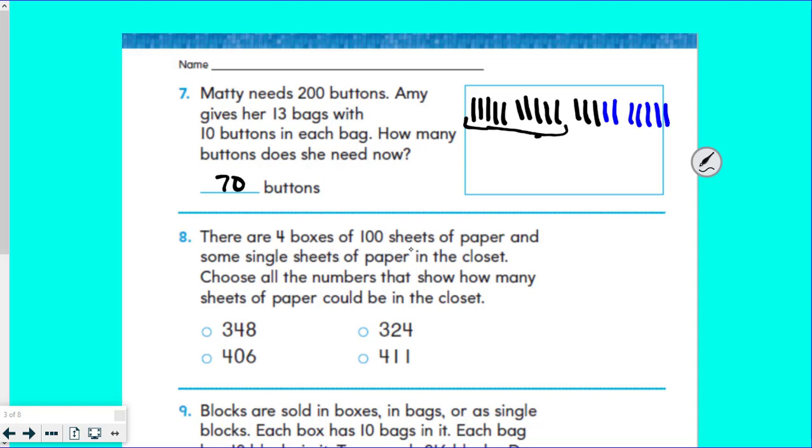Okay, there are 4 boxes of 100 sheets of paper and some single sheets of paper in the closet. Choose all the numbers that show how many sheets of paper could be in the closet. So the first thing I notice is when it says choose all, I've told you this before, there's going to be more than one answer. 9 times out of 10, right? That's most of the time. So there are 4 boxes of 100 sheets of paper. So let's see. 4 boxes of 100.